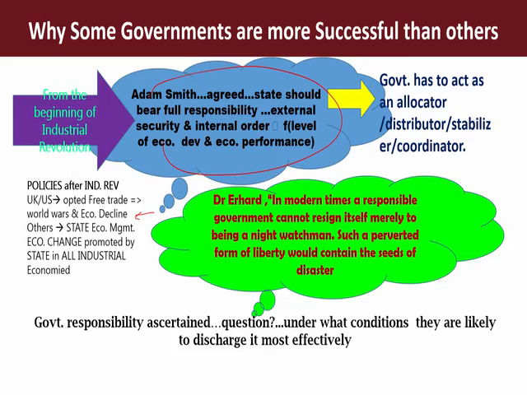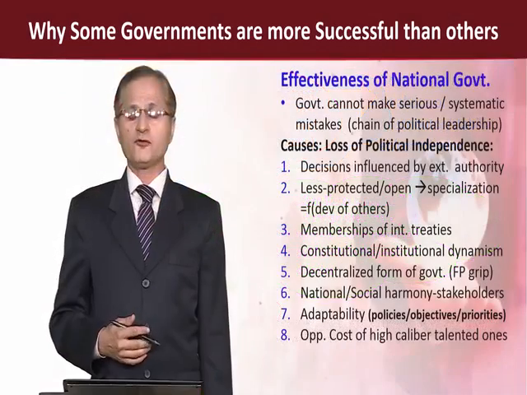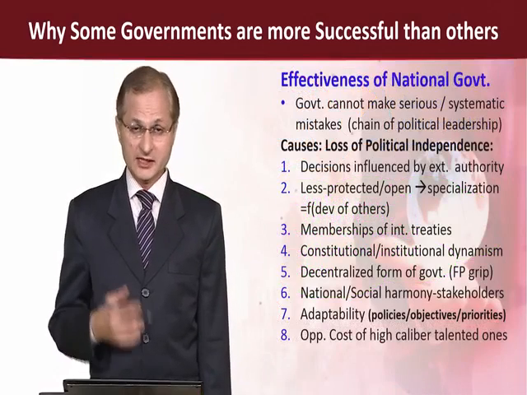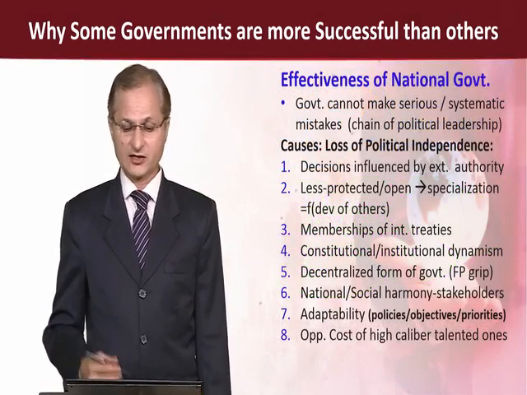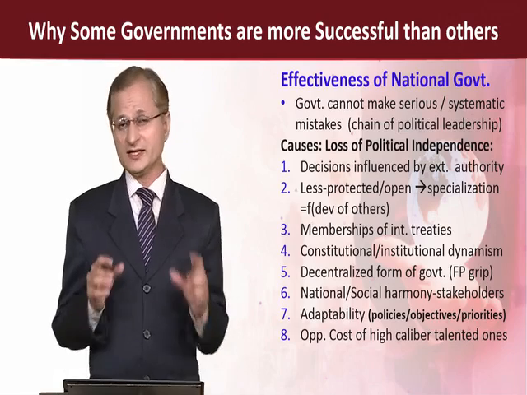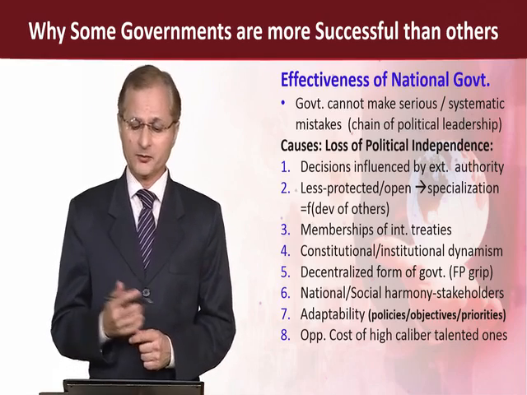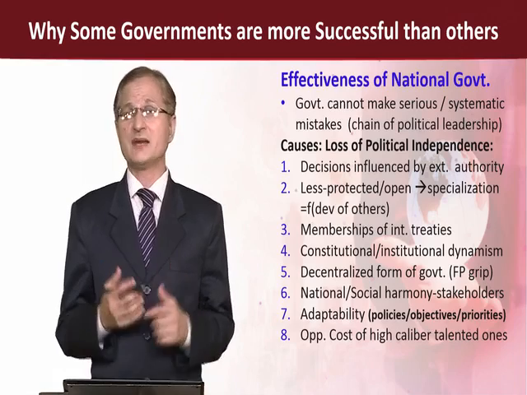So the government's responsibility is certain. The question that needs to be answered is under what conditions they are likely to discharge it most effectively, where and when government should be there to help the system work in order. So the effectiveness of national governments needs to be understood in this regard. One thing needs to be clear here: governments cannot make serious or systematic mistakes.